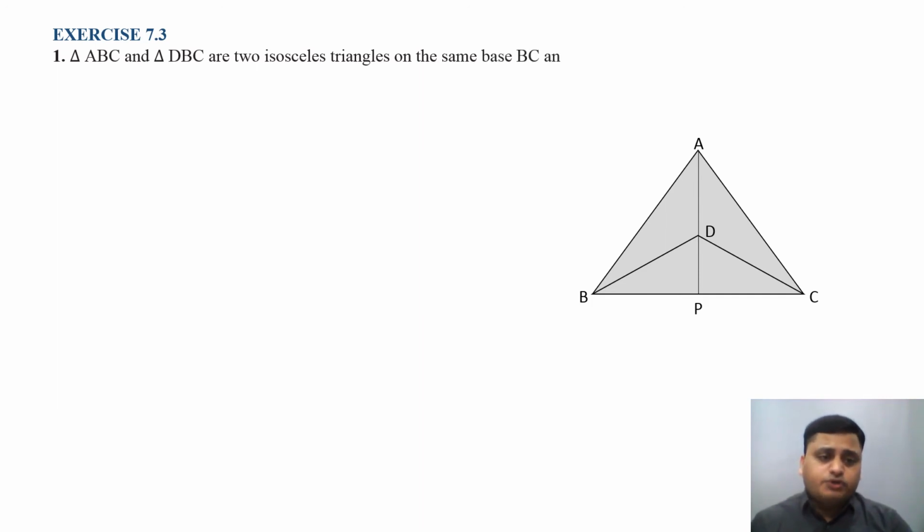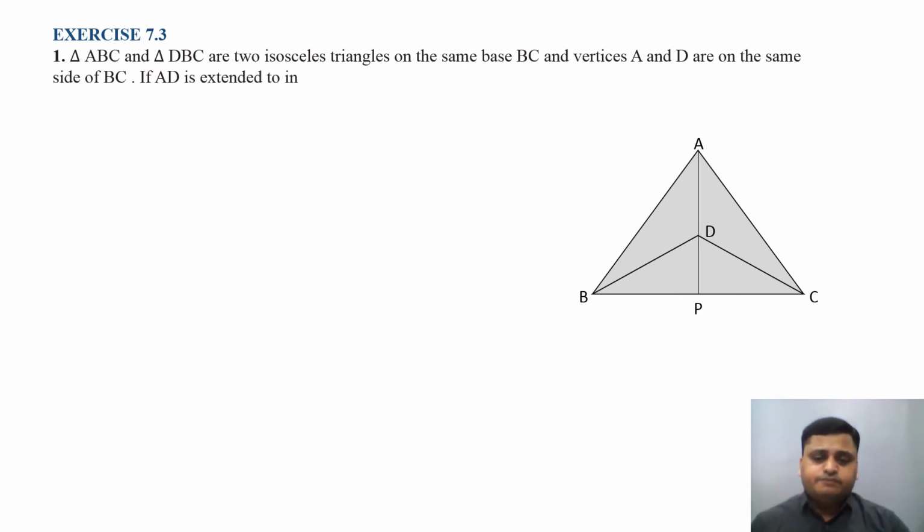This is a very important question of exercise 7.3, in which two triangles are given. One triangle is ABC, another triangle is DBC, and these two triangles are isosceles. What does isosceles mean? Two sides of the triangle are equal, that is AB is equal to AC and BD is equal to DC, and both triangles are drawn on the same base, and the vertices A and D are on the same side of BC. Now AD is extended. If AD is extended, it intersects BC at point P.